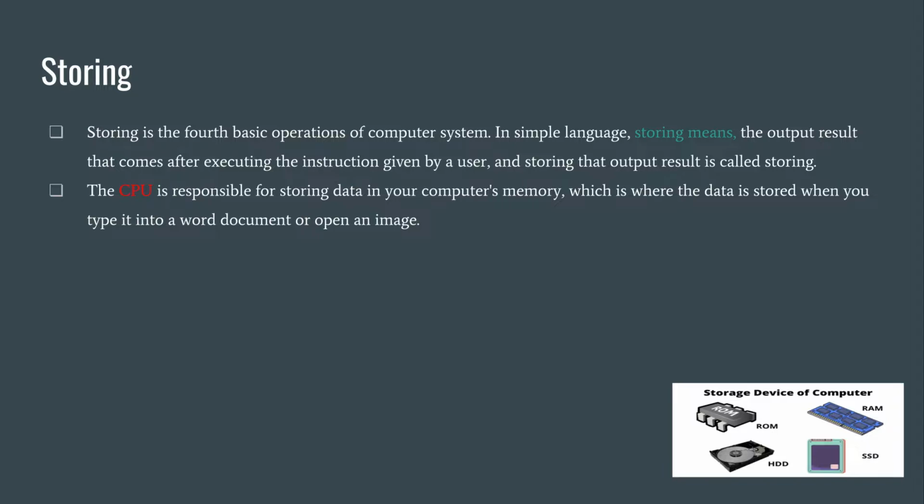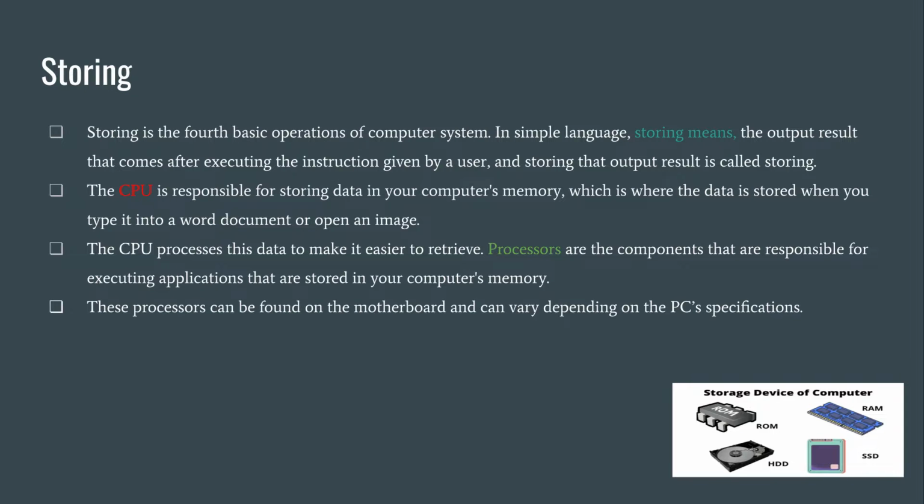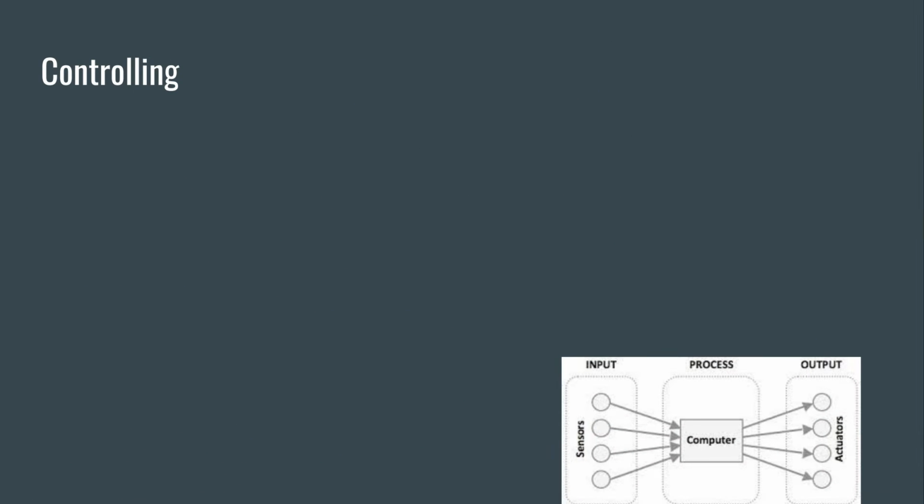The CPU is responsible for storing data in your computer memory, which is where the data is stored when you type into a Word document or open an image. The CPU processes this data to make it easier to retrieve. Processors are the components that are responsible for executing applications that are stored in your computer memory. This processor can be found on the motherboard and can vary depending on PC specifications. Hard disk drive, floppy disks, tapes, compact disk, DVD, and EEPROM are examples of storage devices of computer, as are ROM, RAM, hard disk drive, SSD.